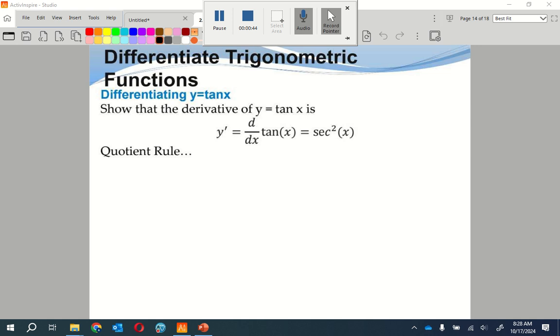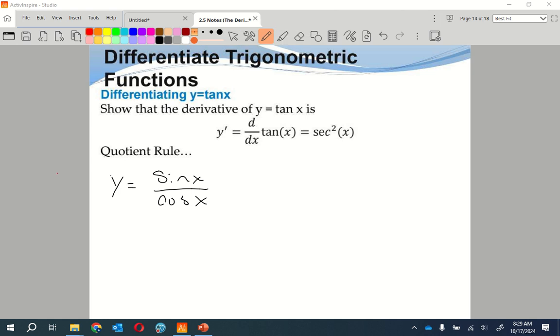So my function is going to be y equals sine x over cosine x. Now I'm going to start taking the derivative of this. So f is sine x, f prime is cosine x, g is cosine x, g prime is negative sine x.